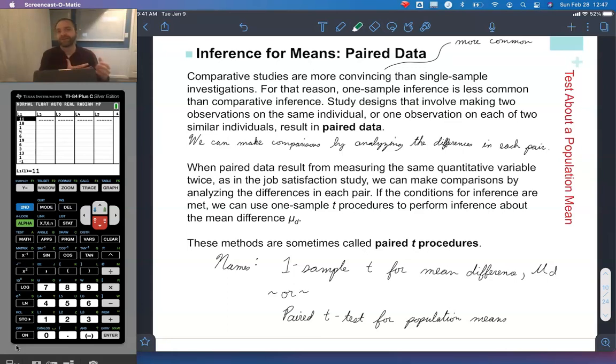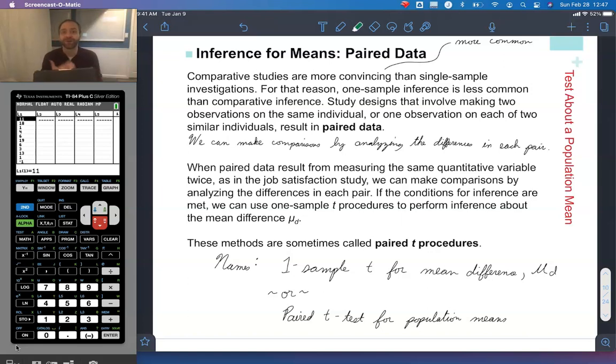And if the conditions for inference are met, notice the conditions for inference are met, we can use a one sample t procedure to perform inference about the population mean, mu sub d. This actually relates to your chapter 7 AP free response that you did in groups. So you did an example of this already back in chapter 7.